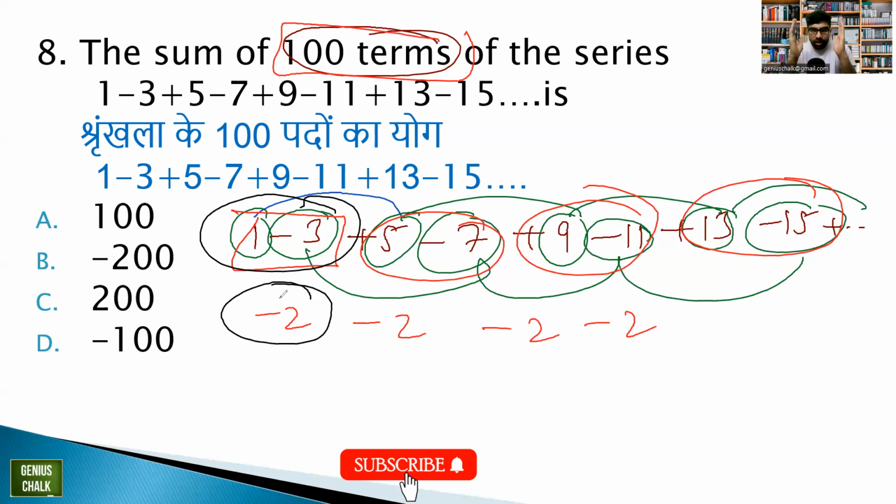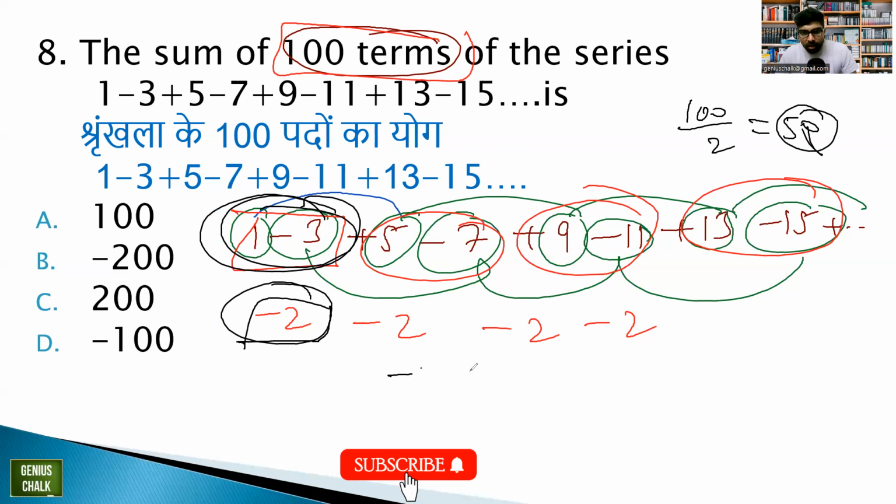If I am combining two terms together, there are total 100 terms. Then what is the total terms right now? I am combining two terms at a time. That means 100 will be divided by 2. That is 50 terms. And after combining every two terms, I am getting minus 2 as the answer. That means there are 50 terms of minus 2. So what should be my answer, guys? Option D is my right answer.